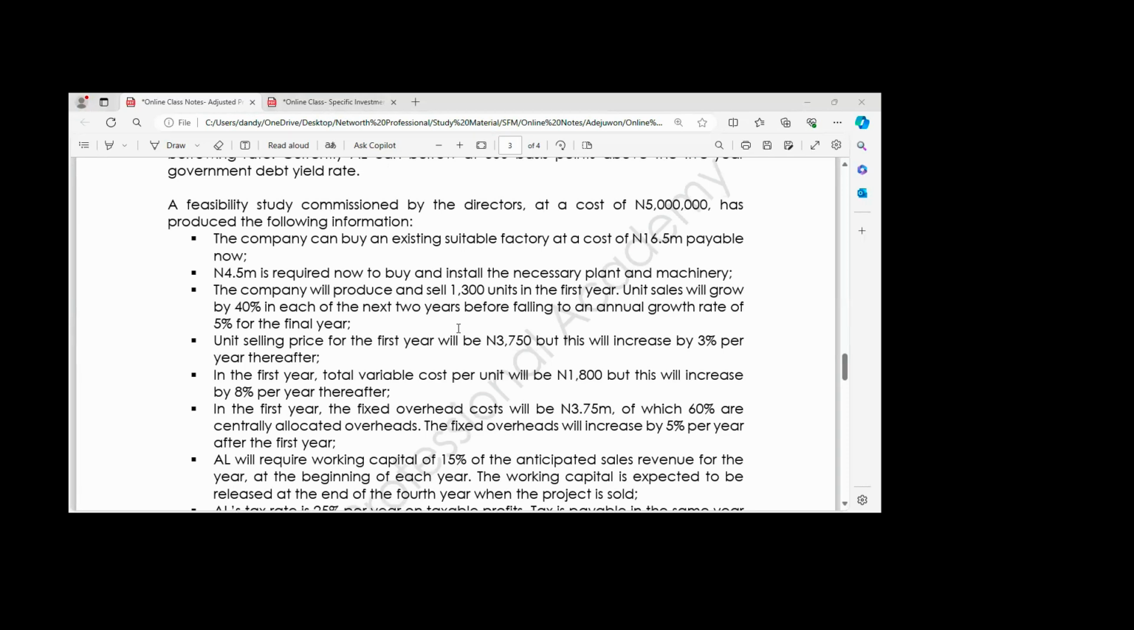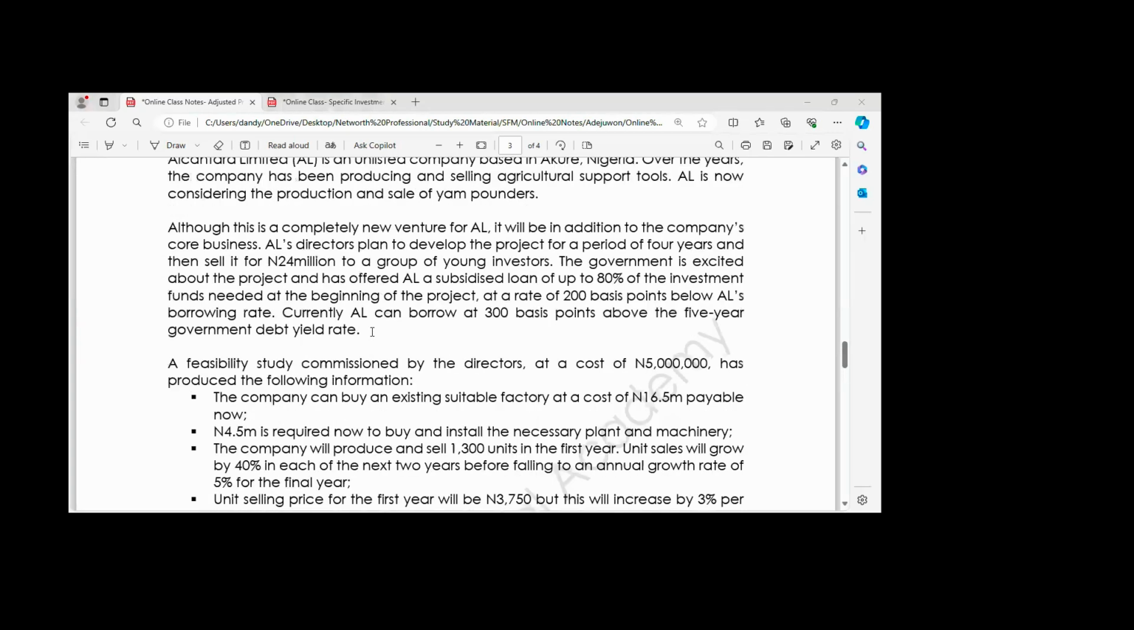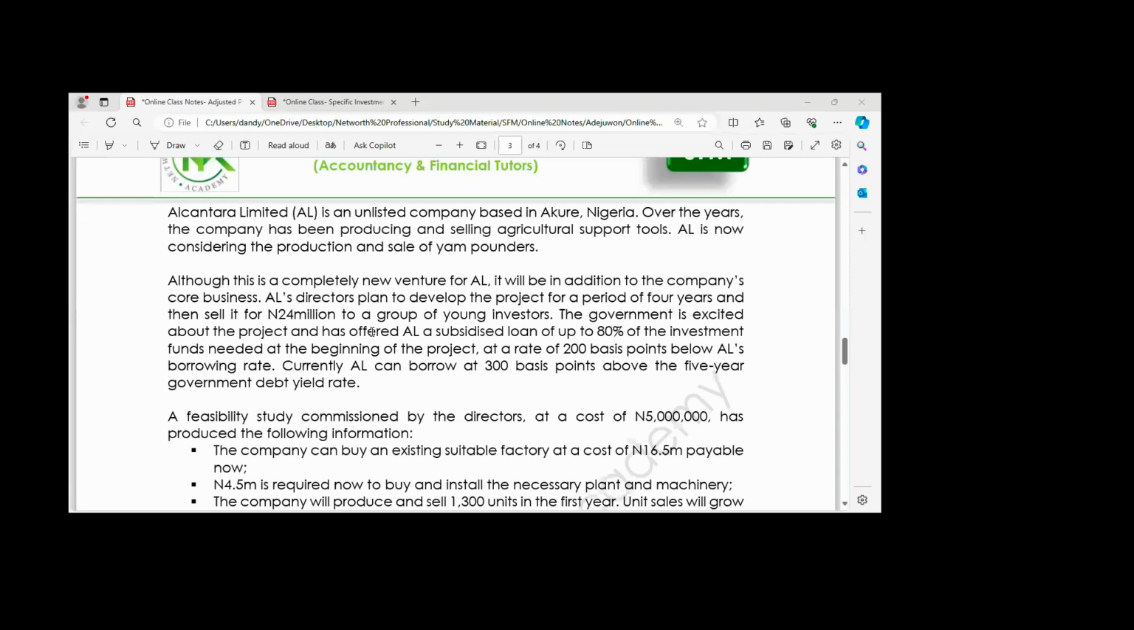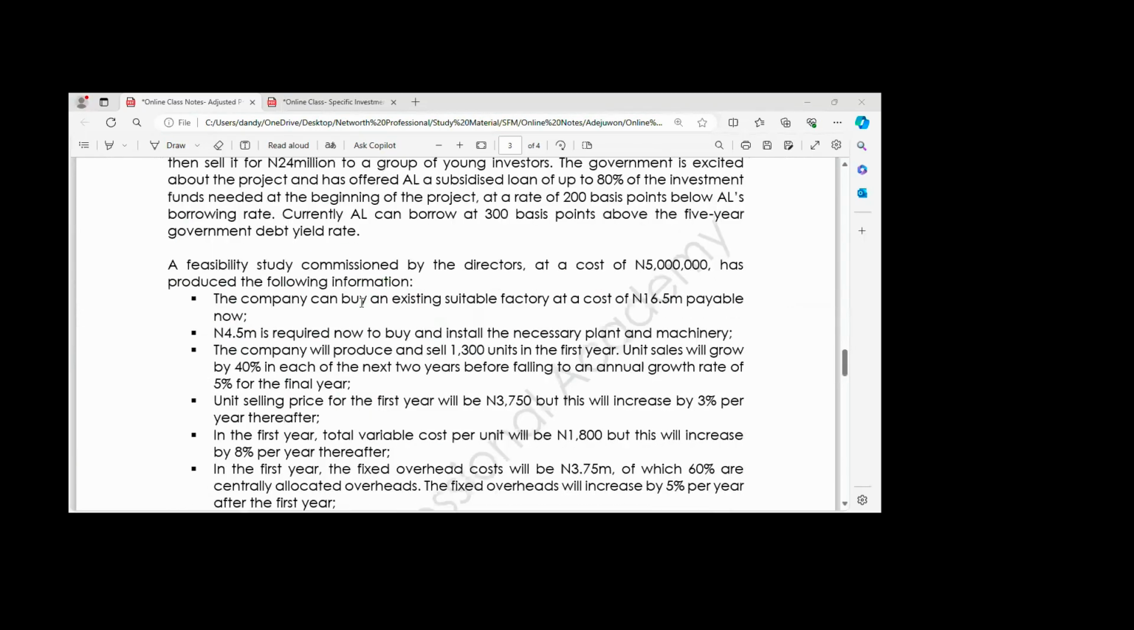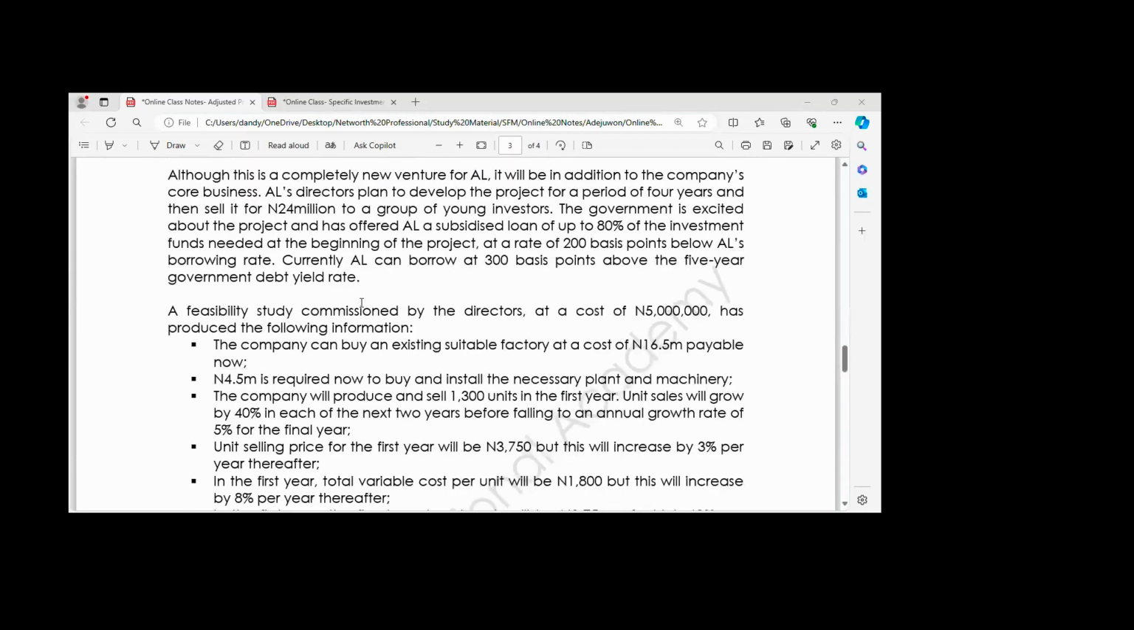So we want to determine PV of financing effects cash flow. When you want to calculate the PV of financing effect cash flow, after you have read the question A to Z, of course you have to underline, you have to identify the areas where you have the variable that you are looking for. In this particular question, in the first paragraph, the examiner mentioned that the government is excited about the project and has offered AHEL a subsidized loan of up to 80%. Okay, let me just go through the question once and for all.